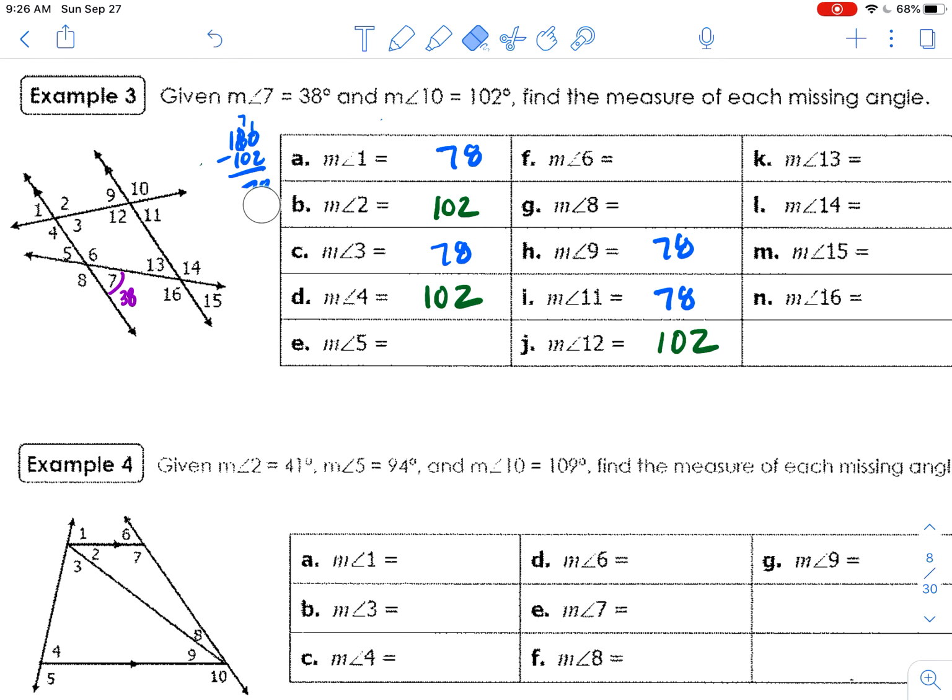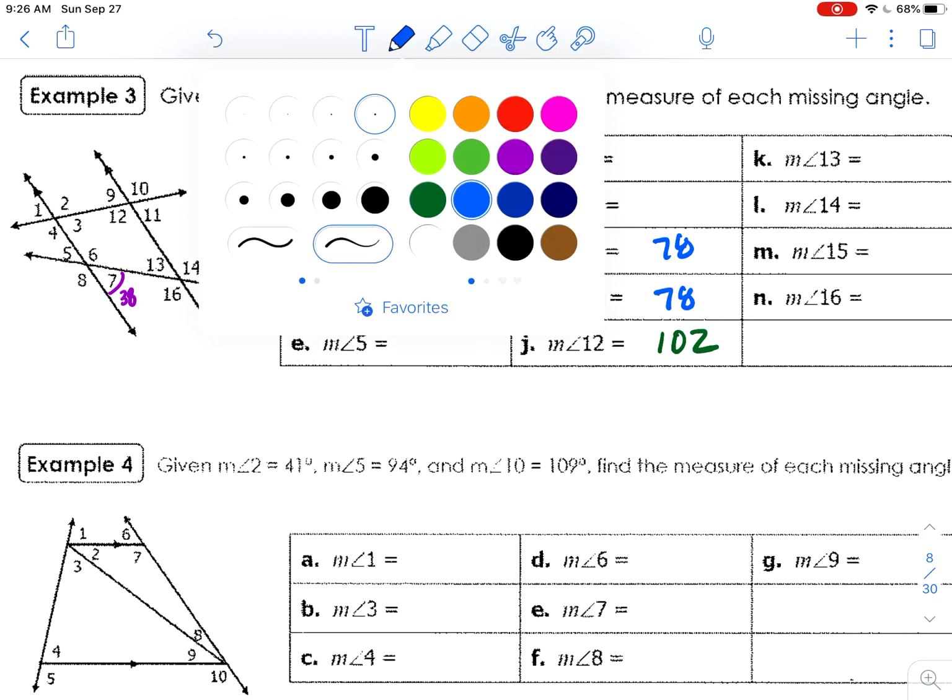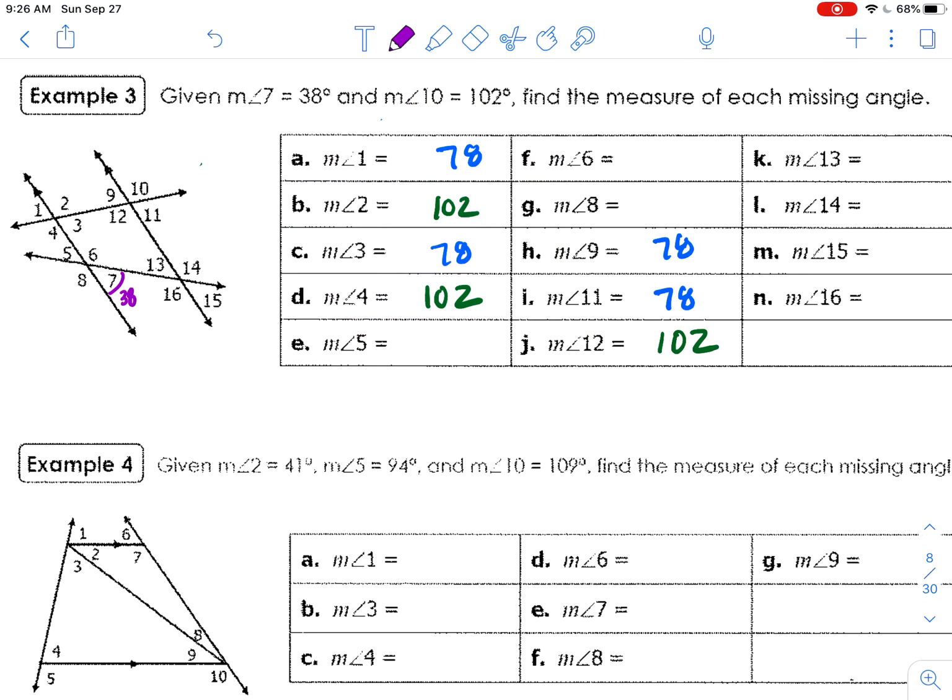So I'm going to erase this, and let's work on this second grouping down here. So 7 is 38, 7 and 15 are corresponding. 13 and 5 are vertical from 7 and 15. So 5 is going to be 38, and 13 is 38.